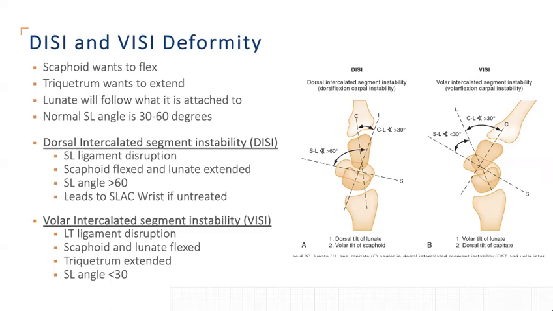Now, putting this in comparison to volar intercalated segment instability, or VISI deformity. This is where you have disruption of the LT ligament. In this case, the scaphoid still wants to do what it wants to do, which is flex. Since the scaphoid is attached to the lunate, however, and the triquetrum is not attached to the lunate, the lunate is going to follow the scaphoid in this situation. So the scaphoid and lunate will flex, and the triquetrum will extend. Because of that, the lunate doesn't have the counter tension from the extension of the triquetrum, and you have a decrease in the SL angle to less than 30 degrees.